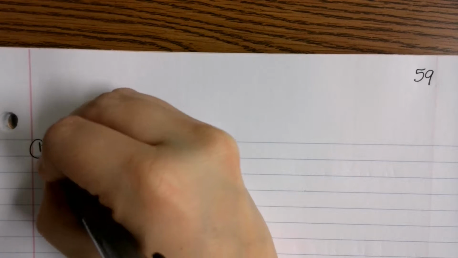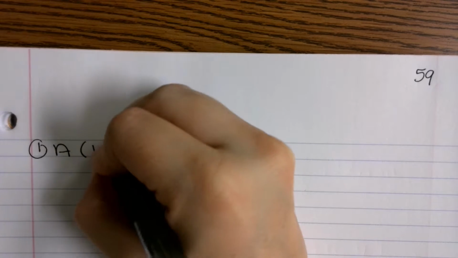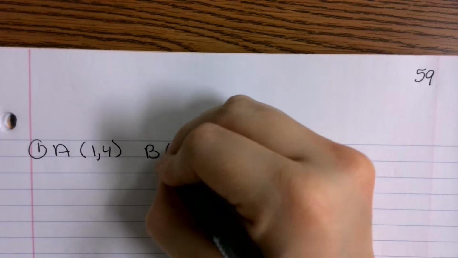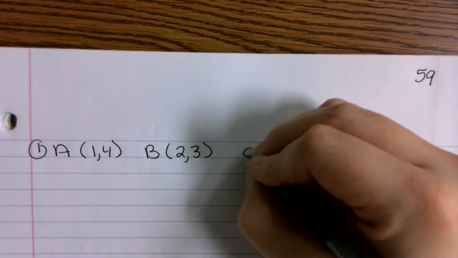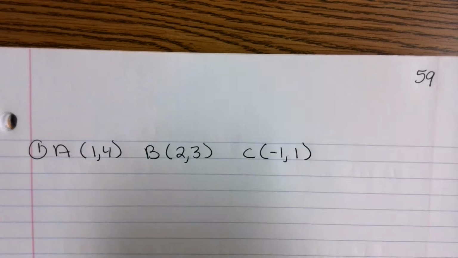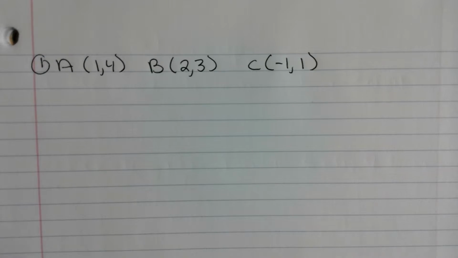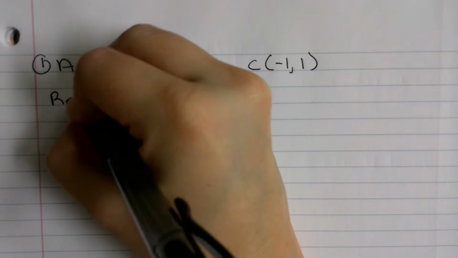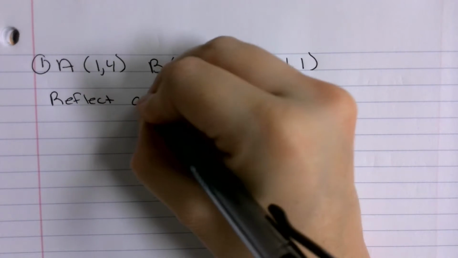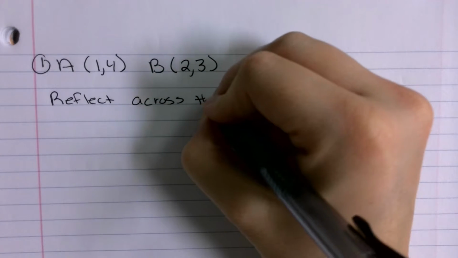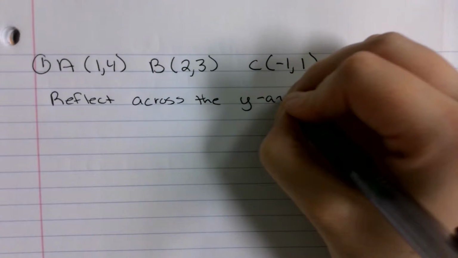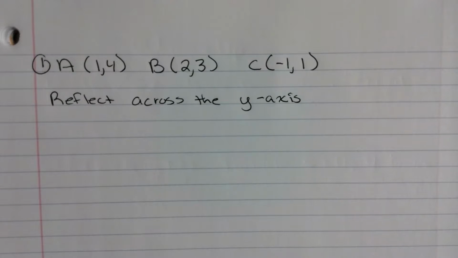And we're just going to do a couple of quick little practice problems. So let's say that we have point A at 1, 4. Point B is at 2, 3. And then point C is at negative 1, 1. So these are the coordinates of our points. And I want to go ahead and reflect this figure across the y-axis. So if I'm doing a reflection across the y-axis, then what happens?